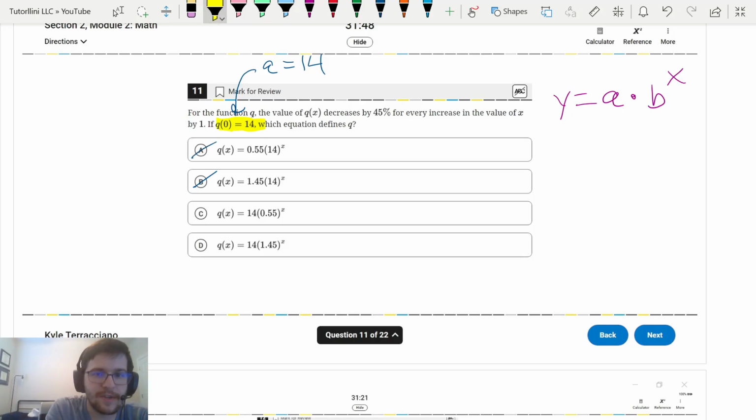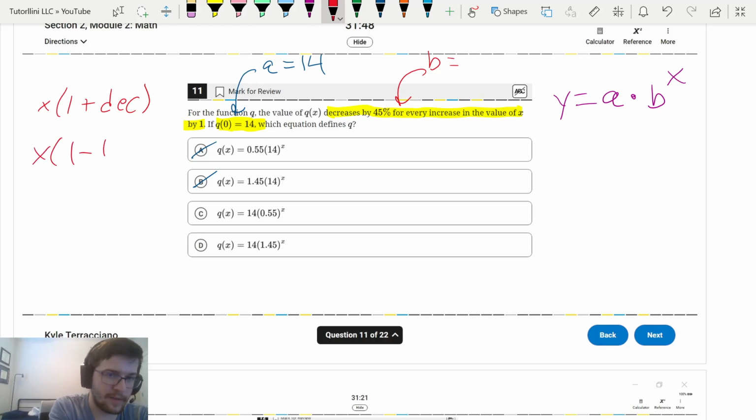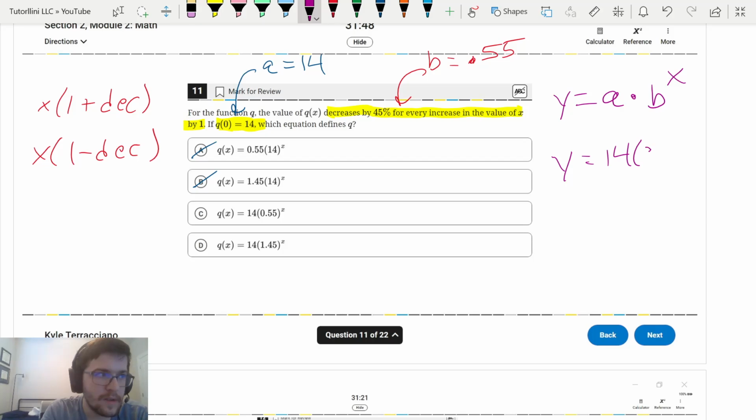Now it says decreases by 45% for every increase in the value of x by 1. So for an increase, you do times 1 plus the decimal. For a decrease, you do times 1 minus the decimal. 45% as a decimal: I divide by 100, and I get 0.45. Now I do 1 minus 0.45 on my calculator, and I get 0.55. So the multiplier is 0.55, so this function is 14 times 0.55 to the x.